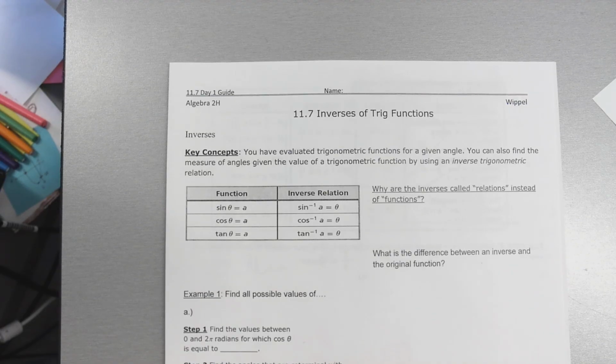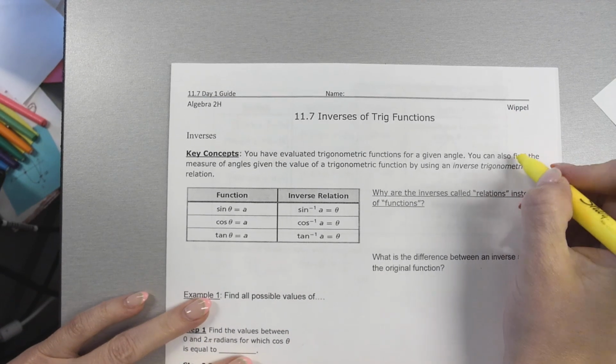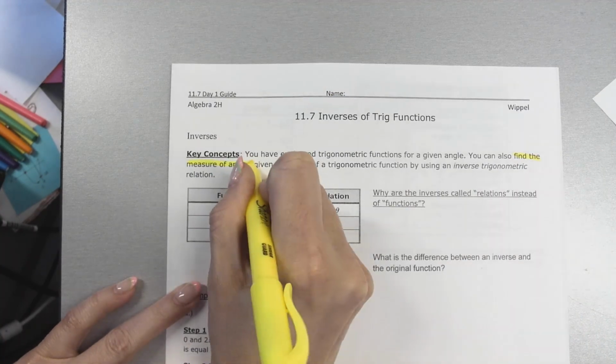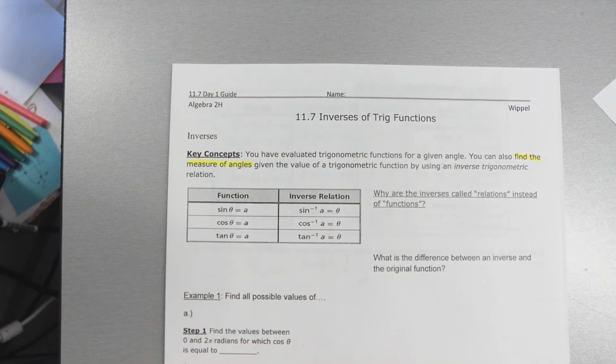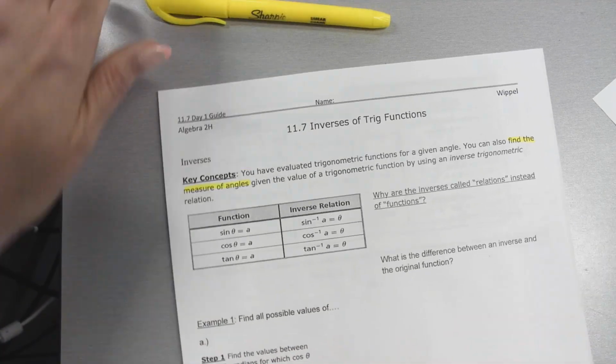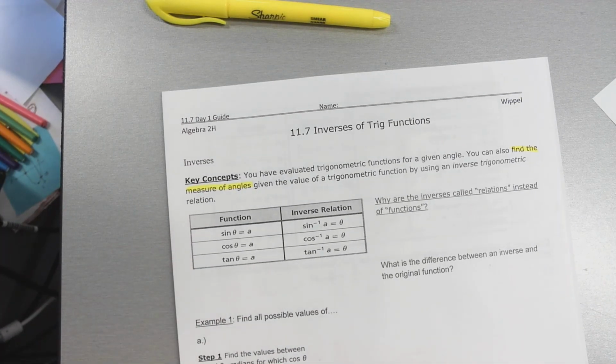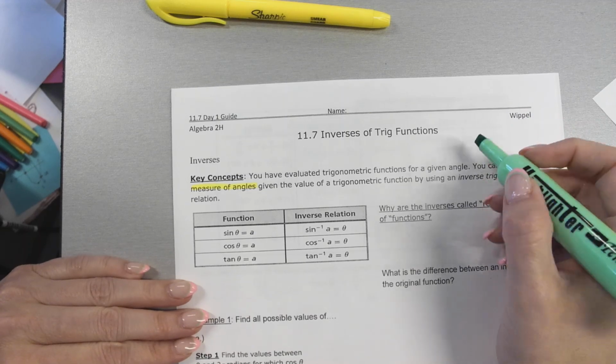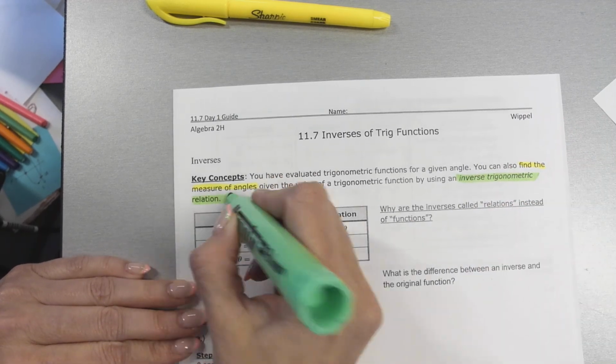So the key concepts: you've evaluated the trig functions for a given angle, like you plugged in your angle and found the side length, but you can also find the measure of angles given the value of a trig function using what is called its inverse trig relation.